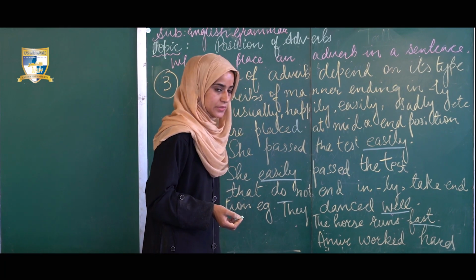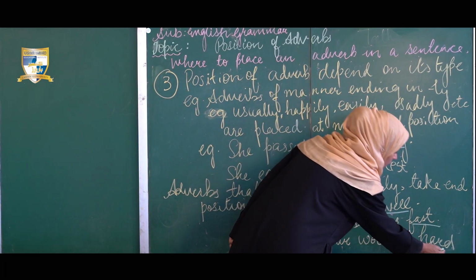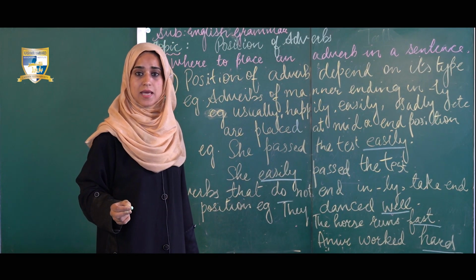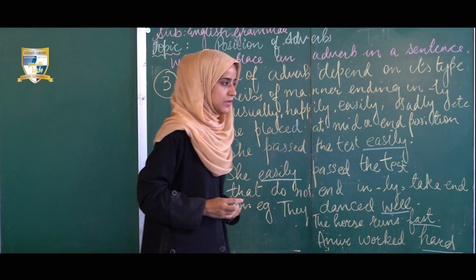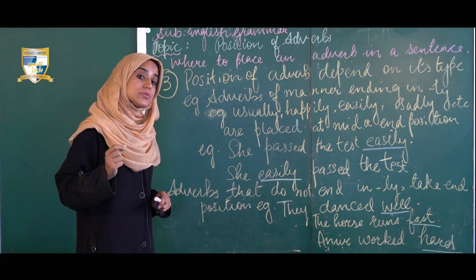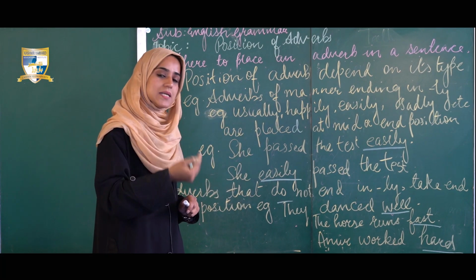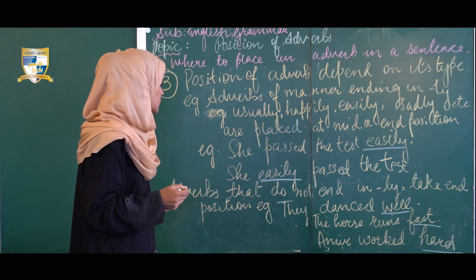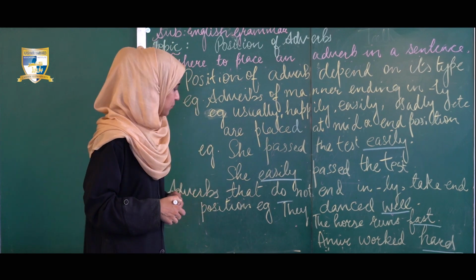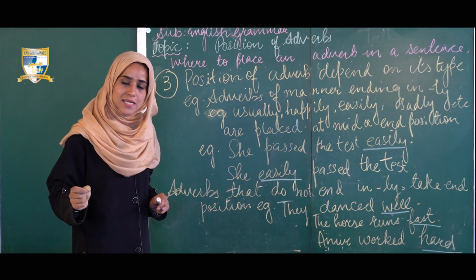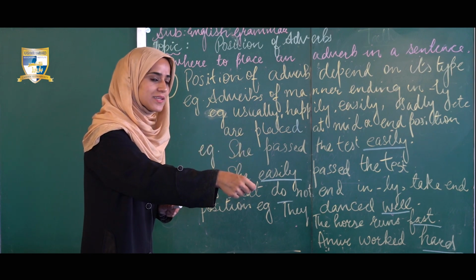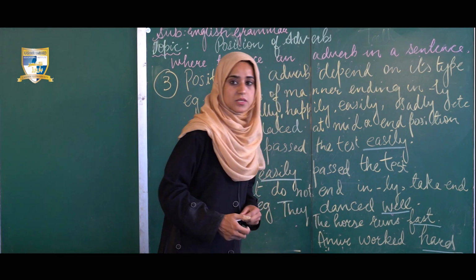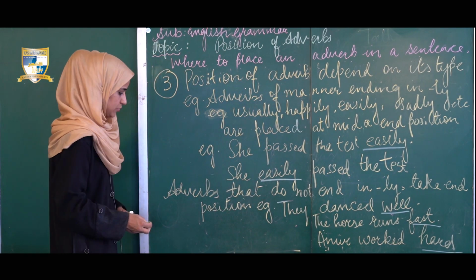In the third example, we have, Amir worked hard. Hard is an adverb of manner which again does not end in ly, so we have placed it at the end. So this rule says that the position of an adverb depends on its type. Adverbs of manner ending in ly usually take mid position or end position, and adverbs of manner that do not end in ly are generally placed at the end. For example, they danced well, the horse runs fast, Amir worked hard. Let's move on to the next rule.